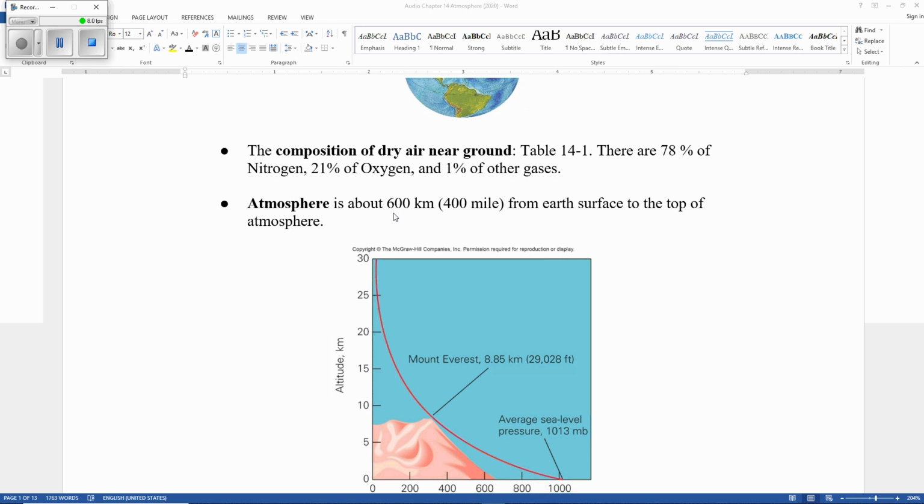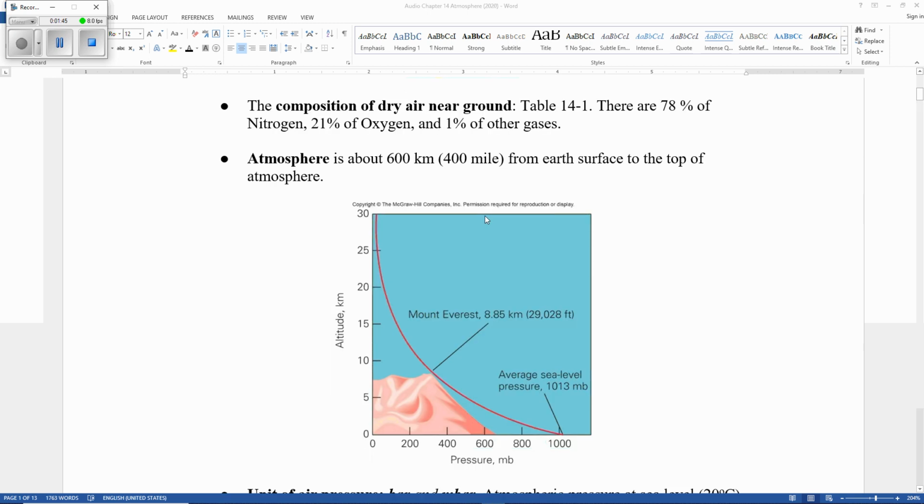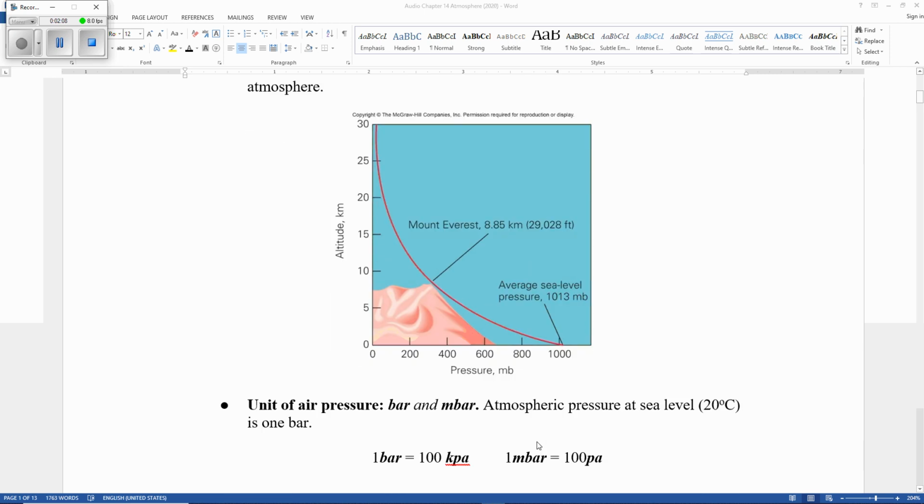Okay, so next, we're going to discuss a little detail about the atmosphere. Atmosphere is about 600 kilometers, starting from the surface of Earth up. So it's roughly about 400 miles. Now we're going to see how the pressure changes. When you go higher and higher, you see the pressure decrease. The vertical axis is the altitude from sea level, and the horizontal one we use for pressure. And here we use a new pressure unit, bar.